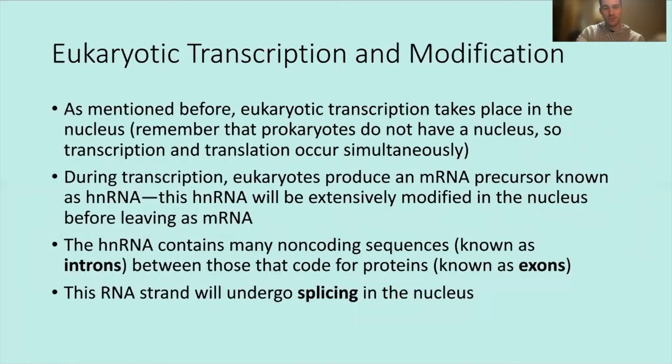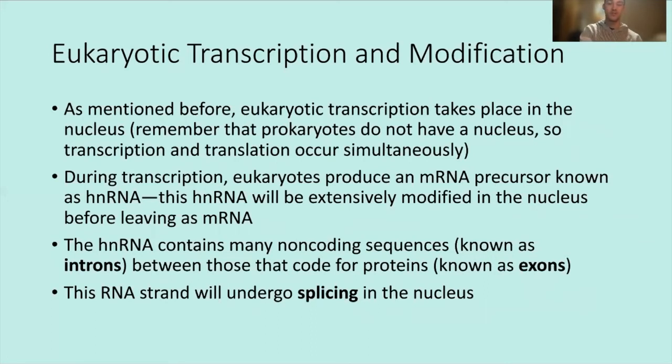We're going to switch over and start talking about eukaryotic transcription and modification. As we did mention before, eukaryotic transcription takes place in the nucleus. Remember, prokaryotes don't have a nucleus. That's why they're prokaryotic. So transcription and translation can occur simultaneously. That does not happen in eukaryotes. Our transcription is in the nucleus and translation occurs in the cytoplasm.